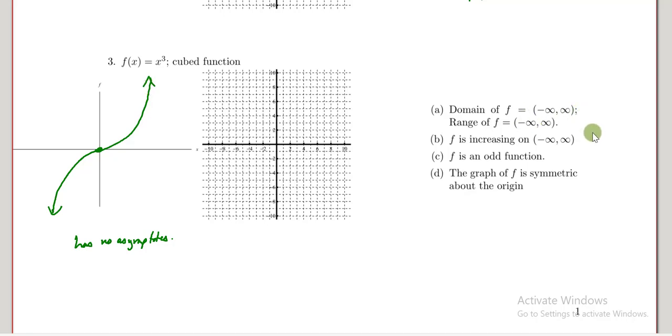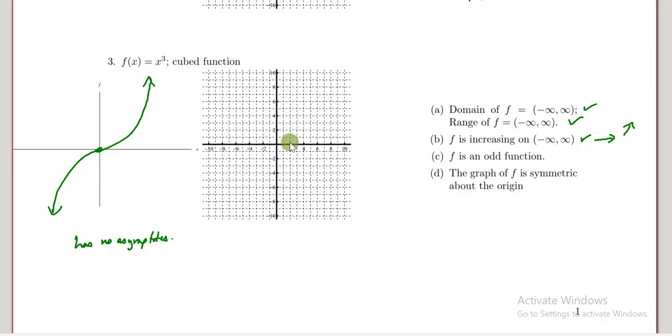I didn't ask you to fill anything in here. We'll just go through and check the boxes. We'll notice that the domain is all real numbers, the range is all real numbers. This function is always increasing. Always as I go to the right, the function gets higher. That's an interesting question. Notice that the increasing interval does include 0 there. This is an odd function.